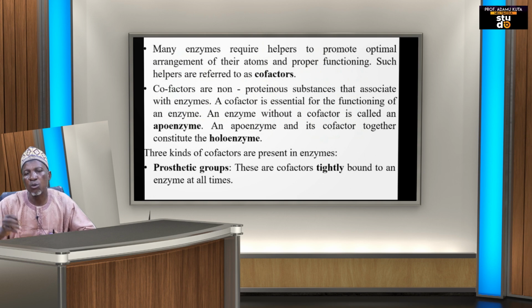We have those that are referred to as prosthetic groups. These are cofactors that are tightly bound to an enzyme at all times. They are embedded in the enzymes. And so the enzyme exists with them, and they are known as cofactors, and they are tightly bound.